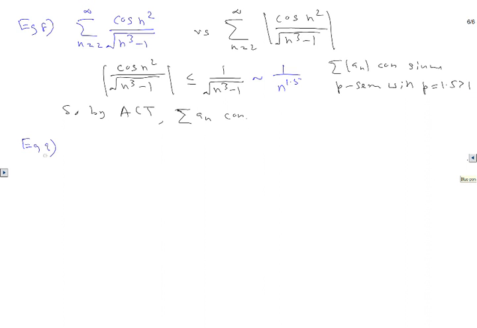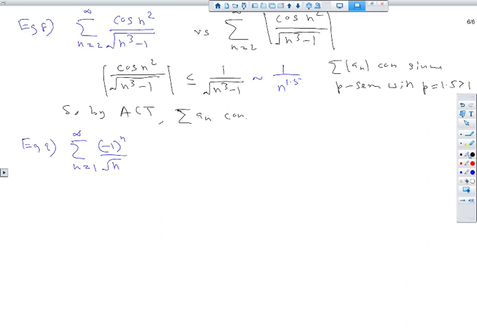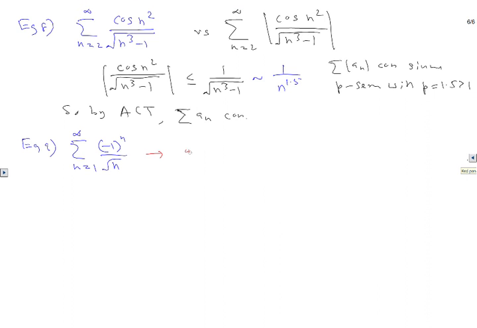Example number 9. How about this one? The sum from n equals 1 to infinity of negative 1 to the n over the square root of n. One thing you notice is that the sign changes, so this is an alternating series. If you see an alternating series, you can use the alternating series test because that's the best choice for this one.